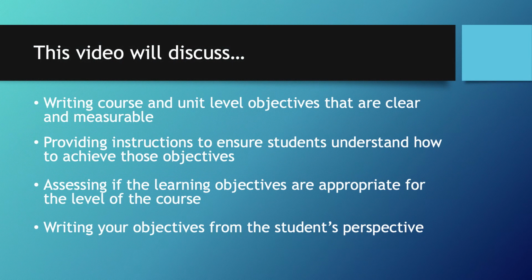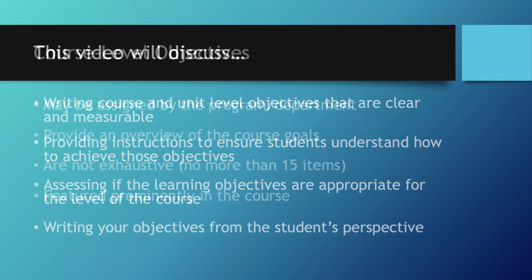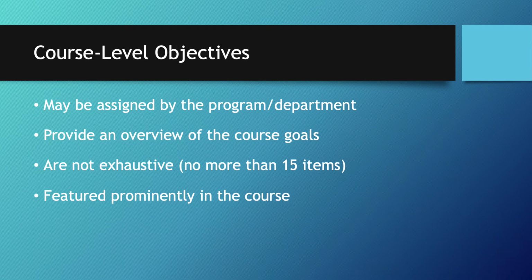This video will discuss the following items: how to write course and unit level objectives that are clear and measurable, how to provide instructions to ensure students' understanding on how to achieve those objectives, assessing if the learning objectives are appropriate for the level of the course, and writing your objectives from the student's perspective. Your course objectives are the starting point for any kind of course design that you want to do. With this in mind, you want to consider the following when it comes to your course level objectives.